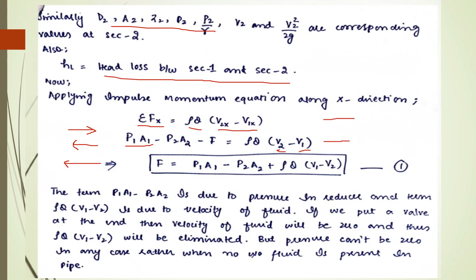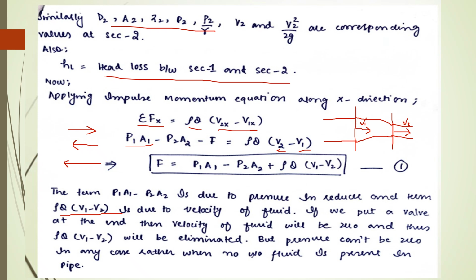We have these two cross sections. So we have the reducer. We have the smaller diameter pipe. So here we can define the velocity as V1 at cross section 1, and here at cross section 2 we can define the velocity as V2. So we may have this relationship. The term P1A1 minus P2A2 is due to the pressure in the reducer, and the term rho Q (V1 minus V2) is due to the velocity of the fluid.